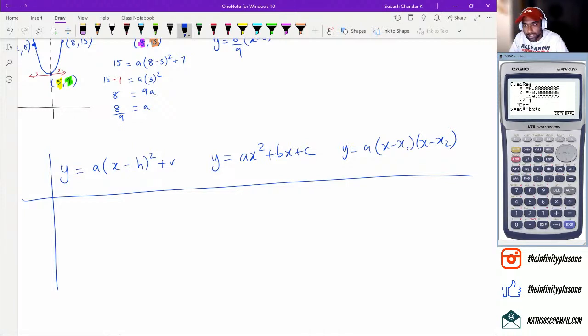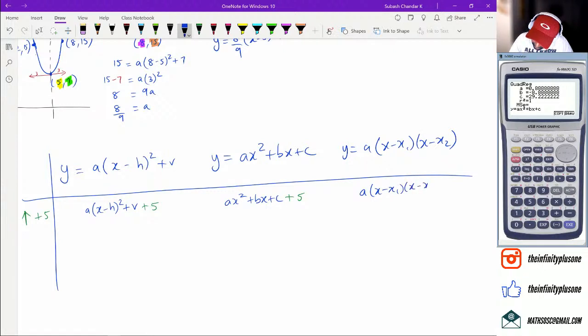The first thing is moving up the graph. If I move up by 5 units, just to give you an example, these equations are still going to be the same, except that plus 5 is going to get added to the end. Same thing with this: you're going to get ax squared plus bx plus c plus 5 added to the end. And finally, the last one, because everything is shifting up by 5, we basically just say plus 5.